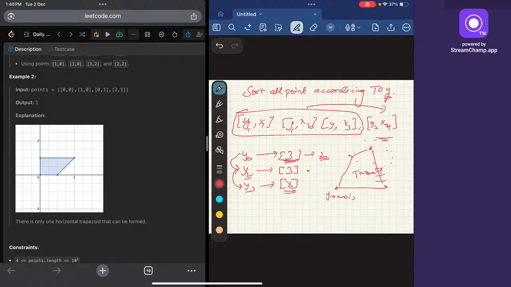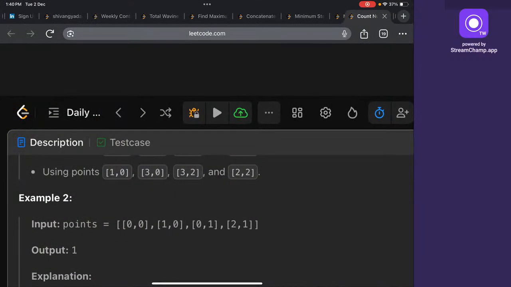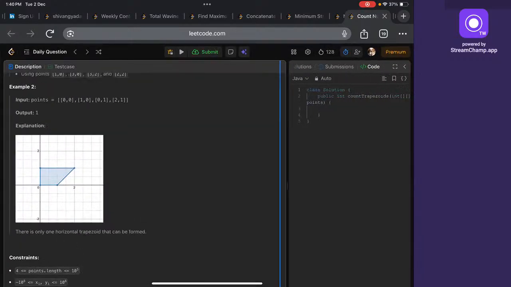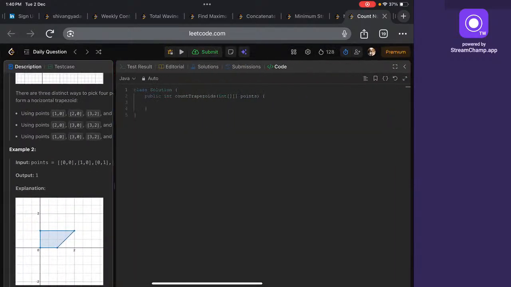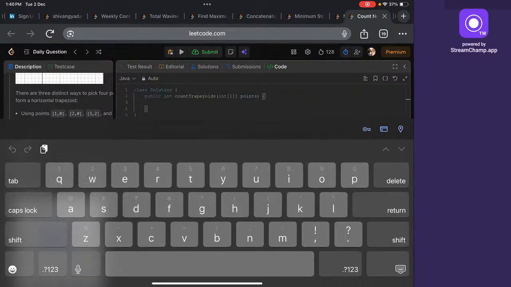So I will iterate. I will go to y0. I will pick 2 points out of 3 and try to connect with at least 4 points from the previous y's. Okay, that will give me the answer. Yeah, I think we can do it with a hash map. No count, no, I don't need it. I don't think we need sorting. Okay, let me connect my hash.